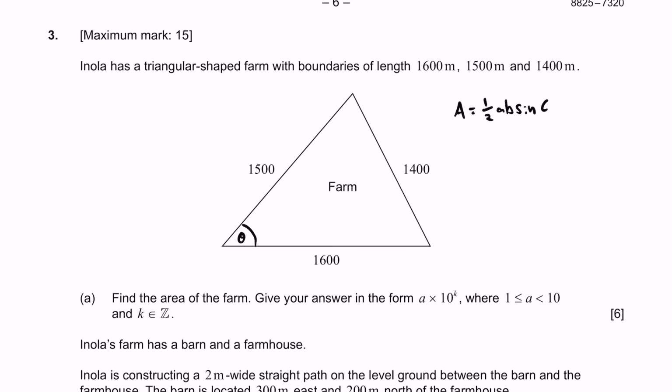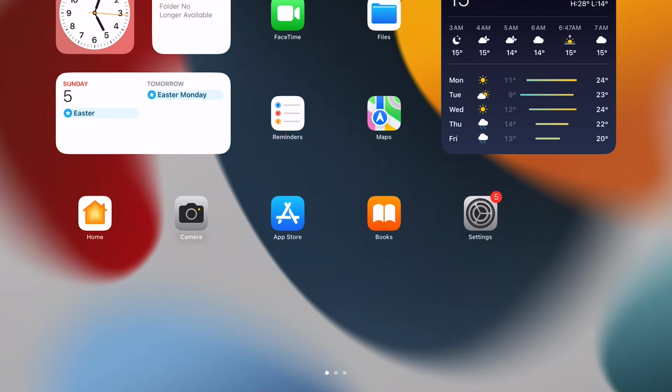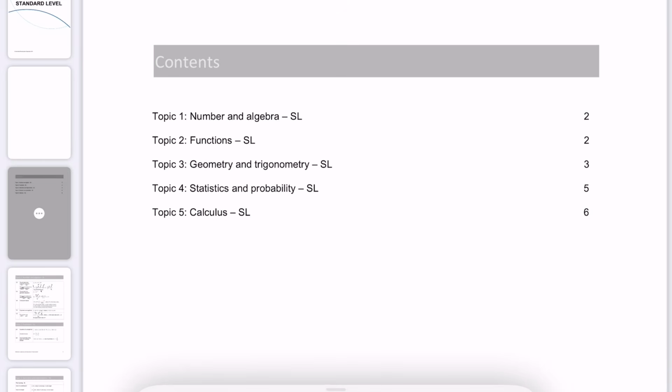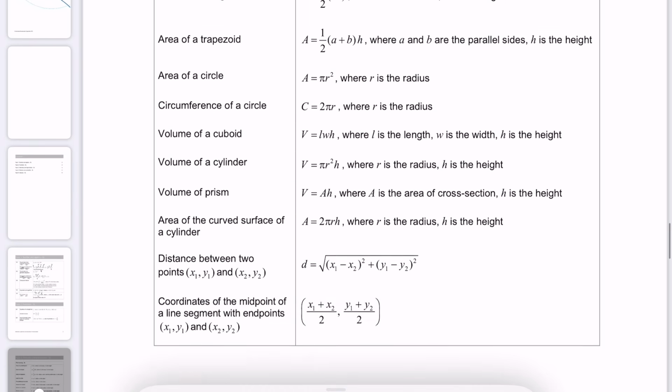Okay. So strategy is we're going to use the area formula to find the area of this farm, but we need an angle. We need this included angle. So let's find the angle between these 2 side lengths, and then we should be good. So let's use the cosine law. Let's go into the formula booklet to find the cosine law here. So we'll go into geometry and trigonometry, and we'll find the cosine formula.